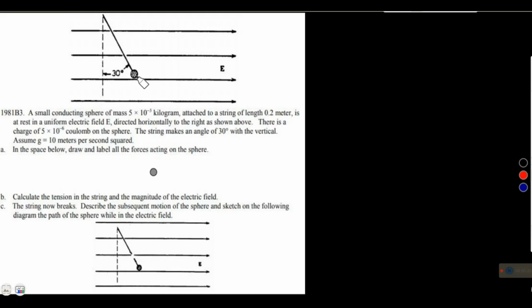See, a small conducting sphere, right? This is a small conducting sphere of mass, so its mass is given as 5 × 10^-3 kg, right? Attached to a string of length 0.2 meter. So this string length is 0.2 meter, and it is at rest.